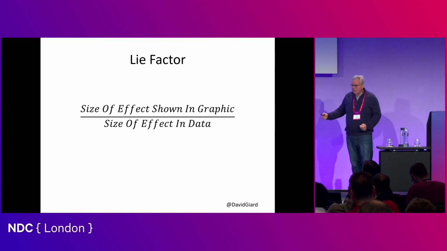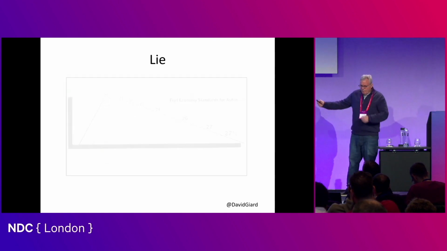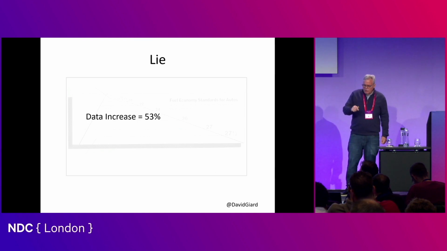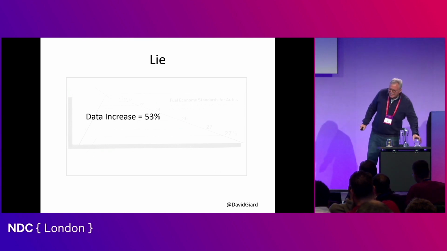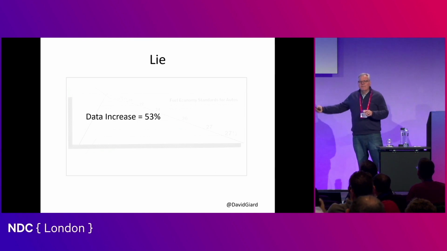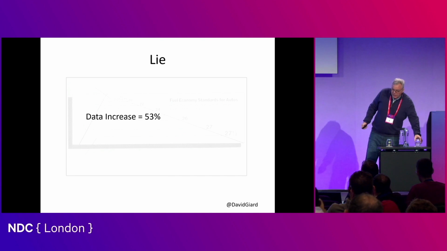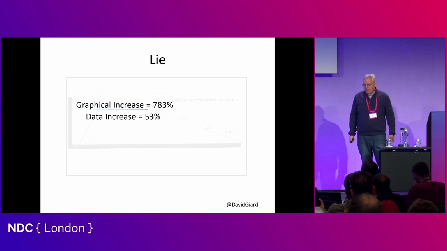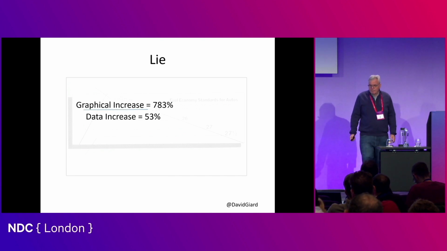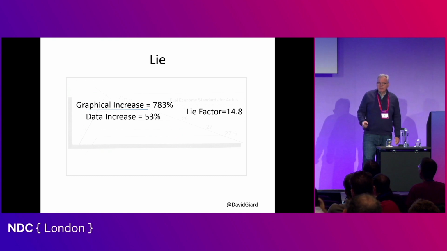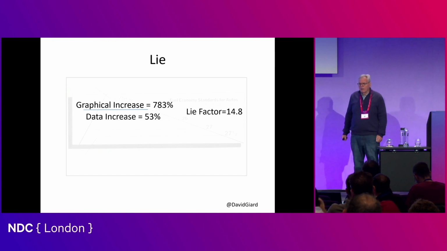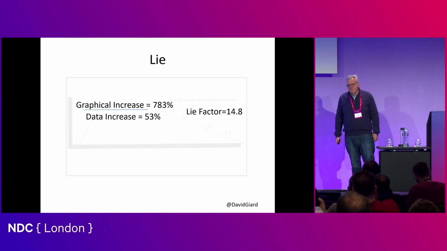And in this case, this number, from 18 to 27.5, increased by 53%. That is a significant increase for sure. But that line increased by almost 800%, 783%. So this thing, the magnitude is not off by a little bit. It's off by a lot. It's lying to us almost 15 times over. That's a lot. It's very misleading.